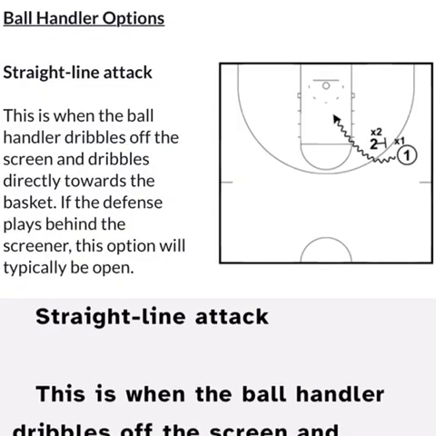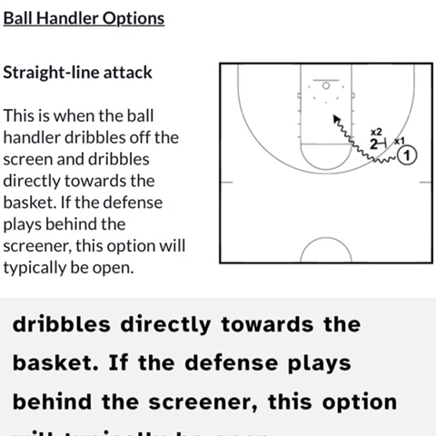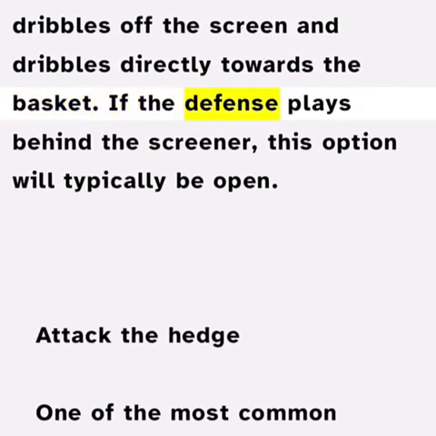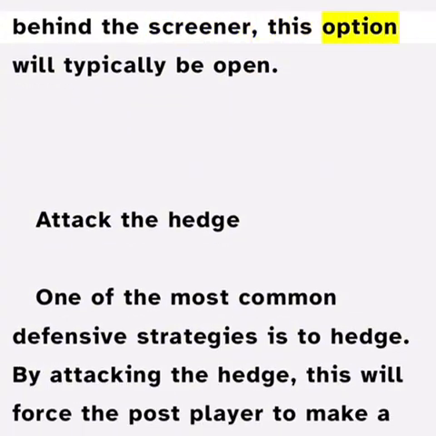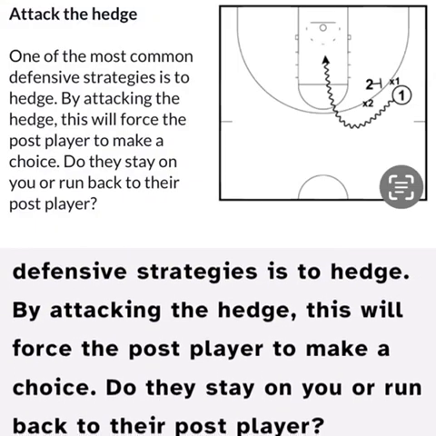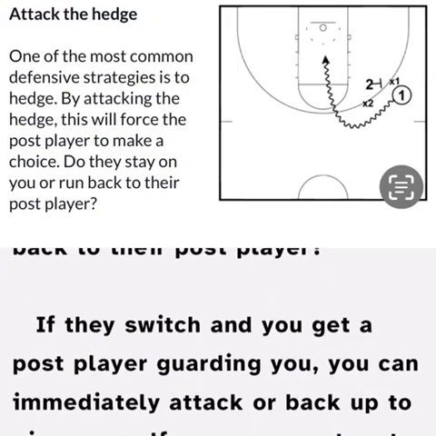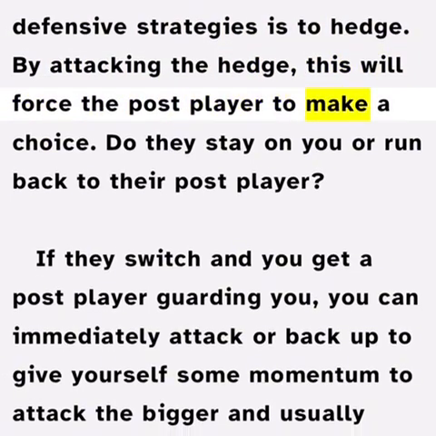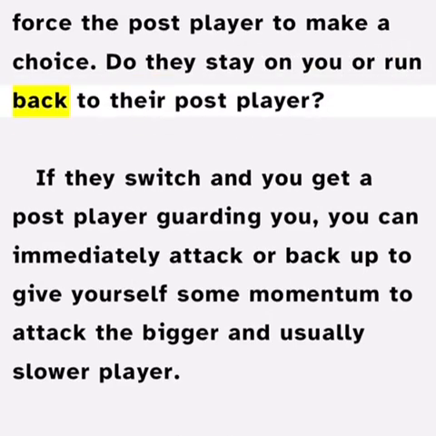Ball handler options. Straight line attack. This is when the ball handler dribbles off the screen and dribbles directly towards the basket. If the defense plays behind the screener, this option will typically be open. Attack the hedge. One of the most common defensive strategies is to hedge. By attacking the hedge, this will force the post player to make a choice. Do they stay on you or run back to their post player?